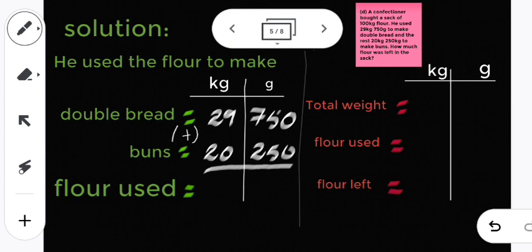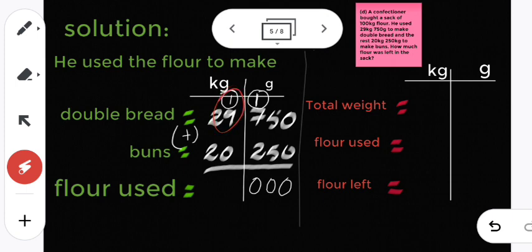Let's plus this. 0 plus 0, 0. 5 plus 5, 10. In 10, only 0 you will write here, and 1 you will carry here. Now 7 plus 1, 8. 8 plus 2, 10. In 10, only 0 you will write here, 1 you will carry to the kilogram. And here 9 plus 1, 10. 10 plus 0, 10 only. So 0 you will write here and 1 you will carry here. Now 1 plus 2, 3, 3 plus 2, 5. So 50 kg. He has used 50 kilogram of flour.